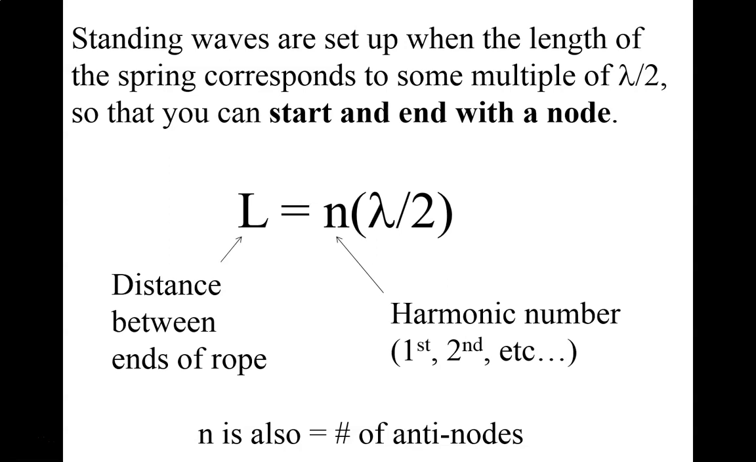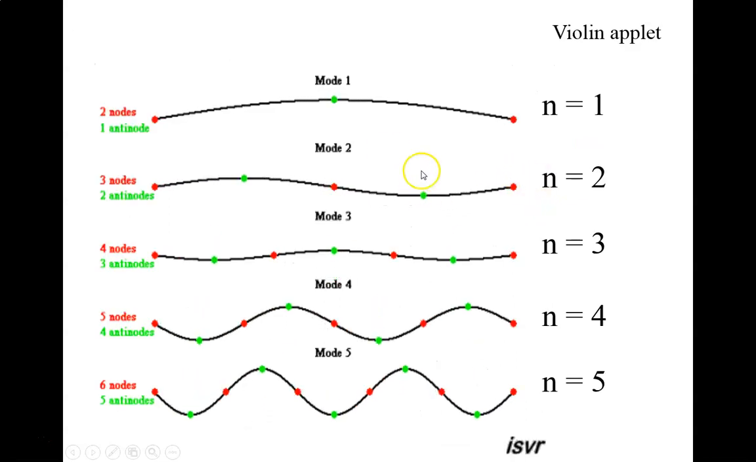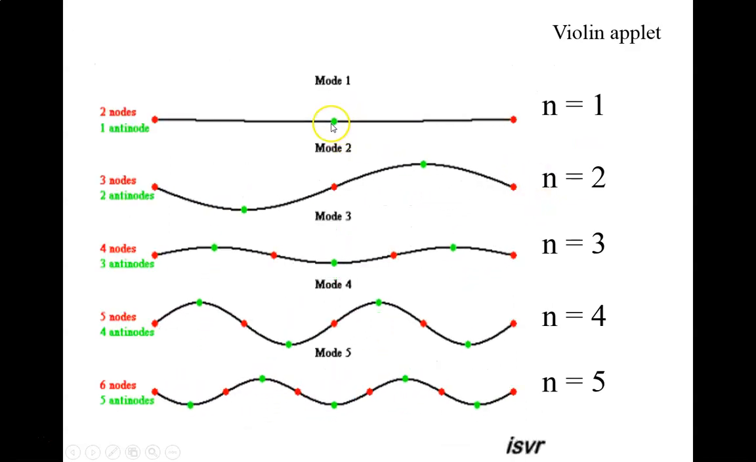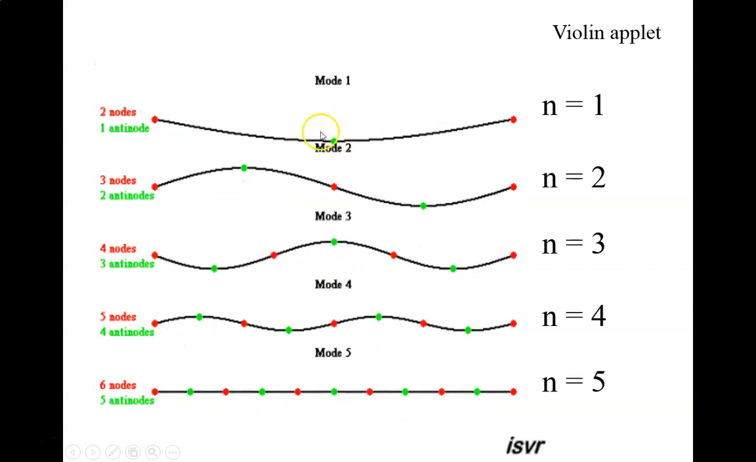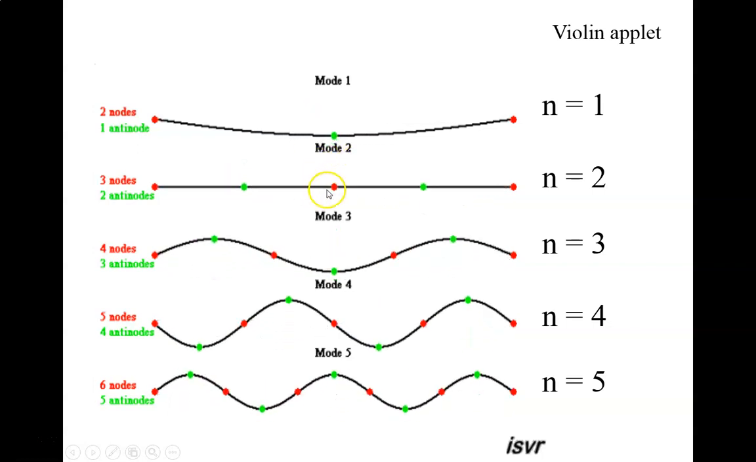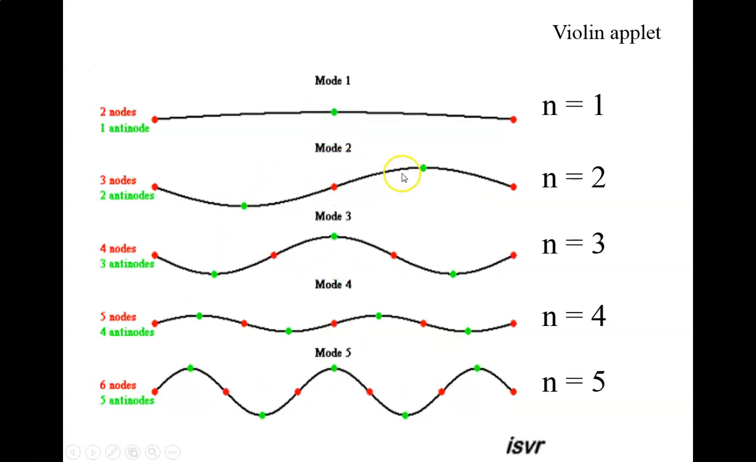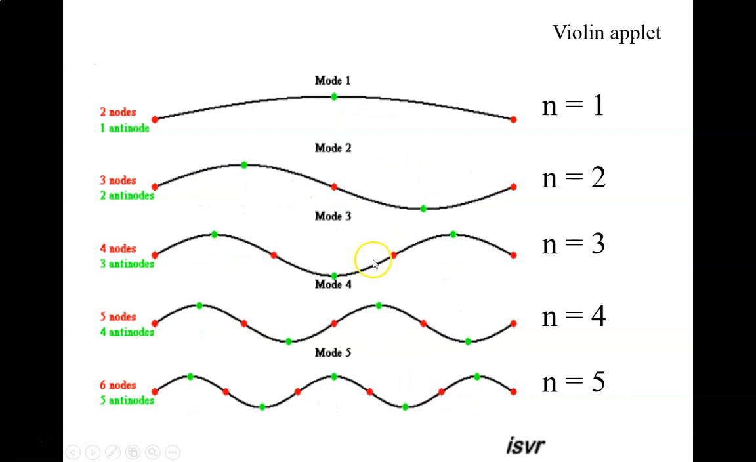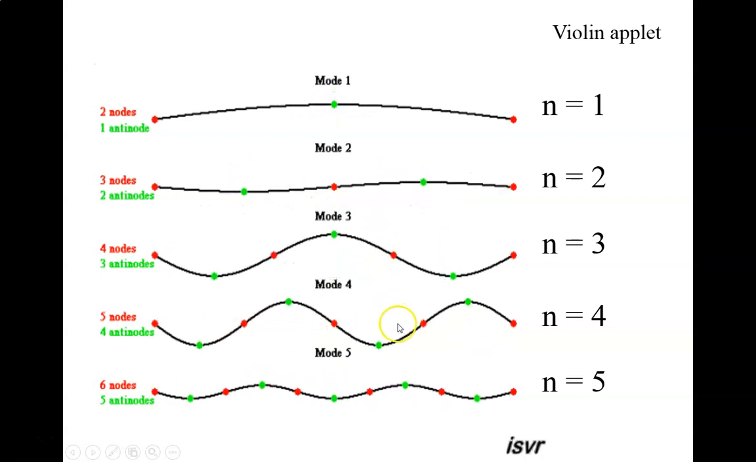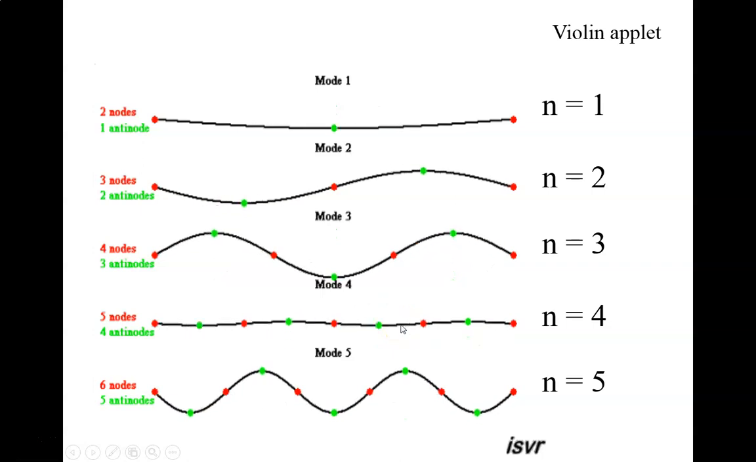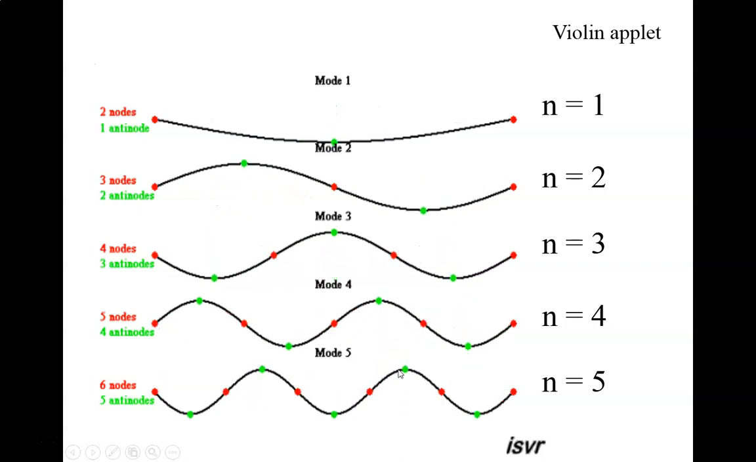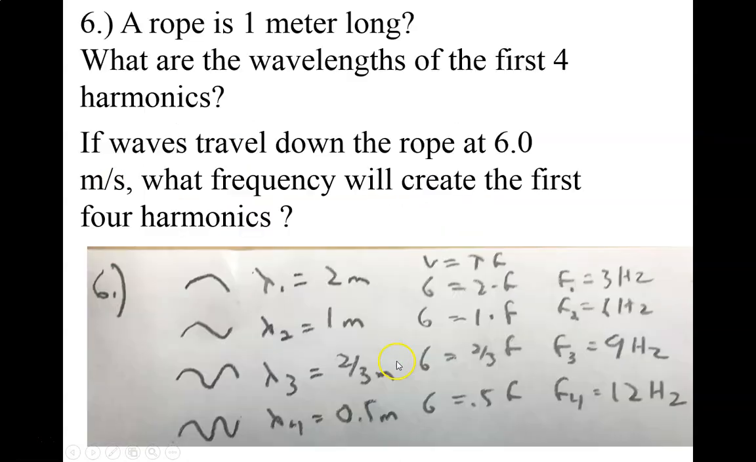Okay. So this is the first harmonic, one antinode. This is the second harmonic, two antinodes. This is the third harmonic. This is the fourth harmonic, and the fifth harmonic. So each time you just get an extra hump.